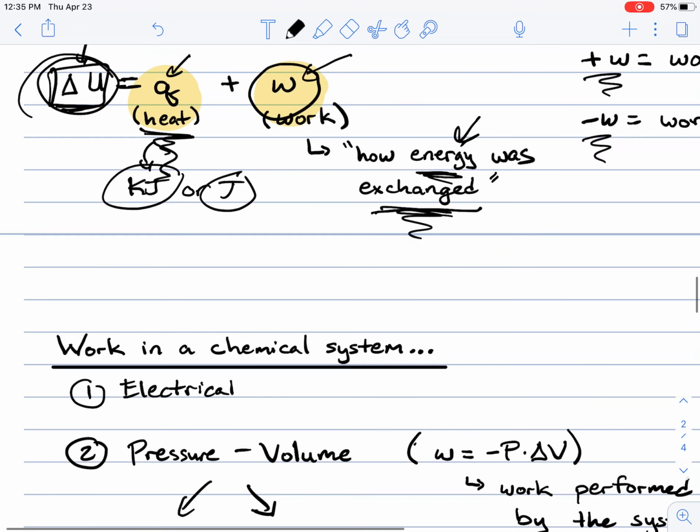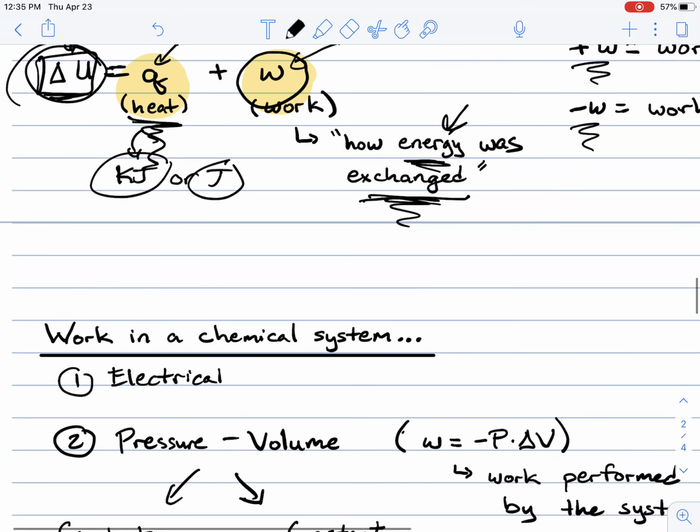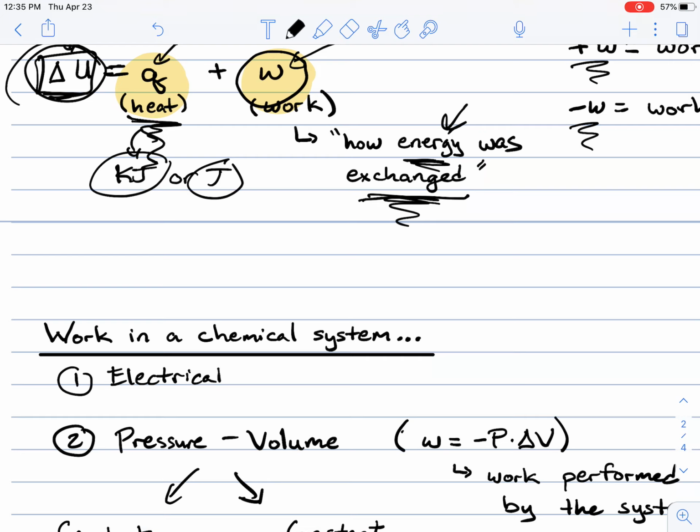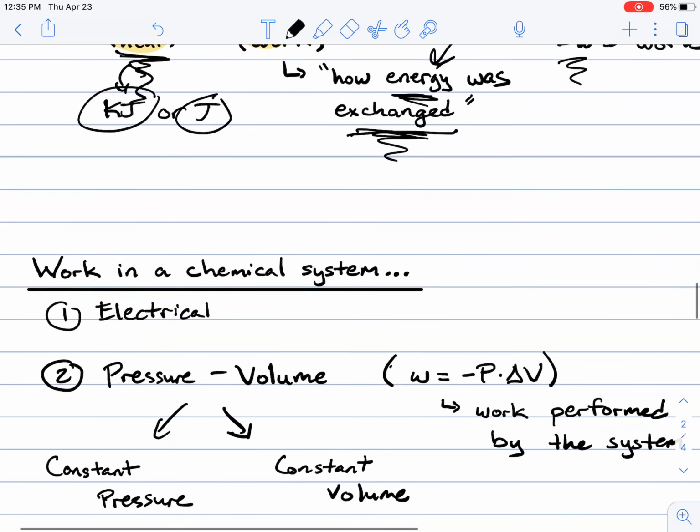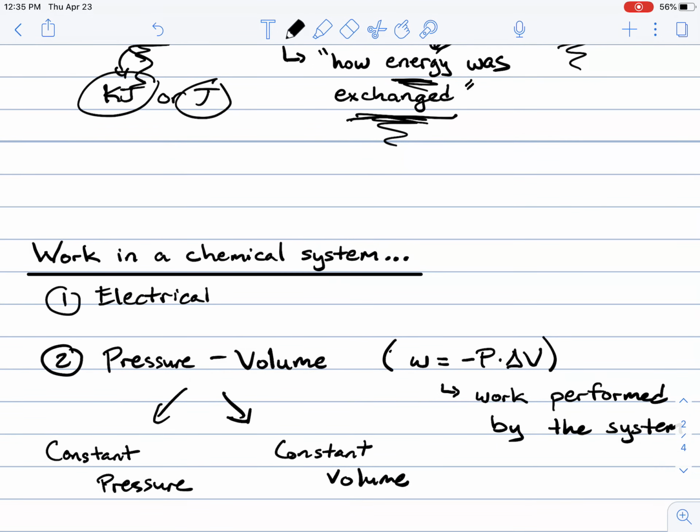All right, and so we're going to take a look at work in terms of a chemical system, and we're going to look at it under two perspectives. Electrical work can be performed by a chemical system. If you can imagine your electrolytes, right? If you put salt in water or something like that, that can conduct electricity. And so that's an example of electrical work. We'll take a look at electrical work for chemical systems in the next chapter. But for what I want to discuss, I want to talk about pressure volume work.